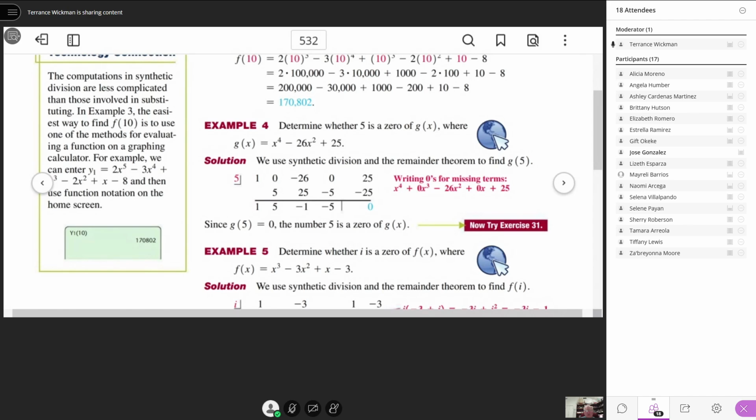So look, if you take the number 5 and put it in for x, you're going to get 625. You put 5 in for the x squared, you get 25 times the negative 26. It gives you a minus 650. And if you add the 25, you get back to 0. Pretty cool.